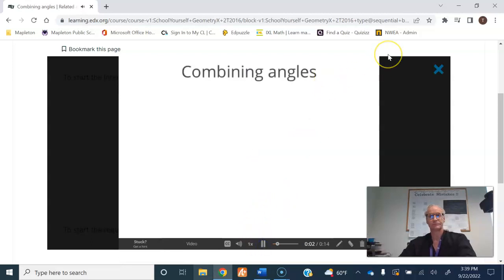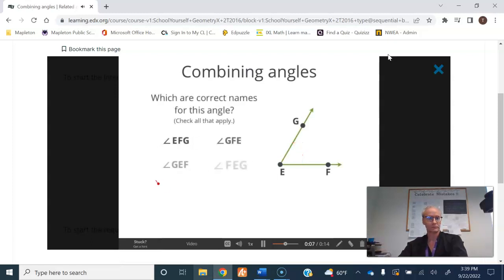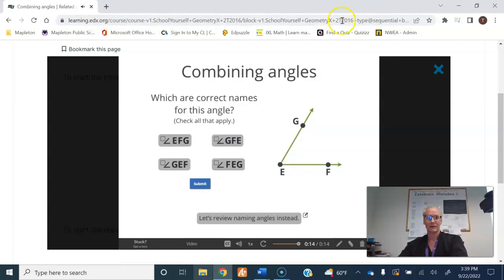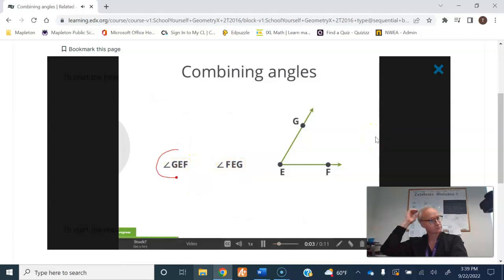Here we'll talk about how to combine angles. But first, take a look at this angle over here. Which of these choices are correct names for this angle? If you're not sure, click down here to review naming angles. Okay, guys, GEF is one name. FEG is the other name, of course. Right, you can call this angle GEF or FEG.